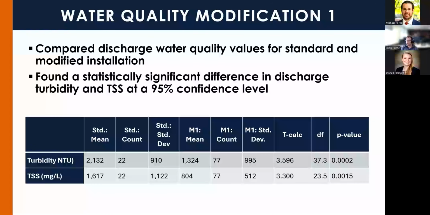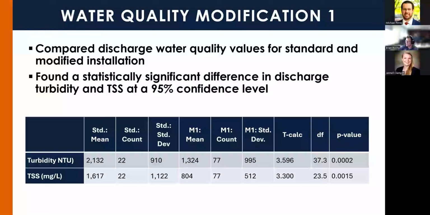We really wanted to compare these water quality results back to our standard to see statistically if it's better to compact than just pile up mulch. We did see a statistically significant difference in the discharge turbidity and the total suspended solids at a 95% confidence level, with this analysis having a very low p-value.